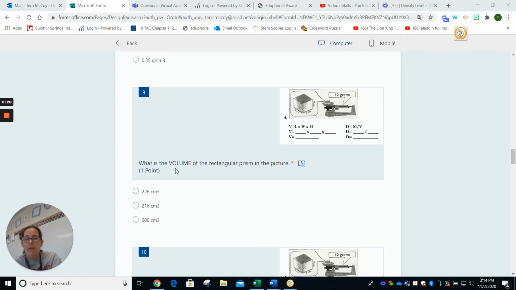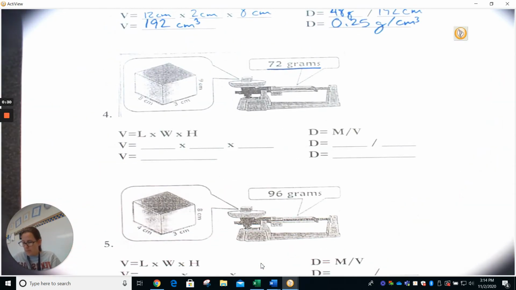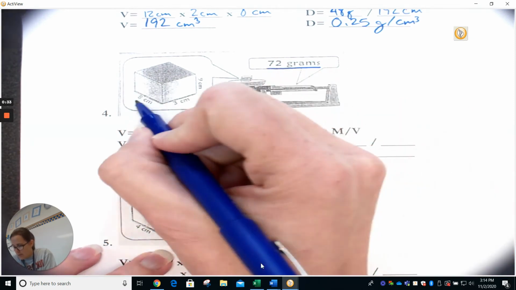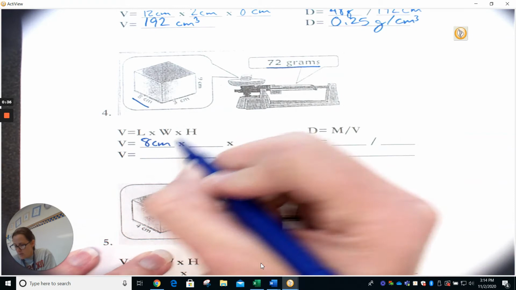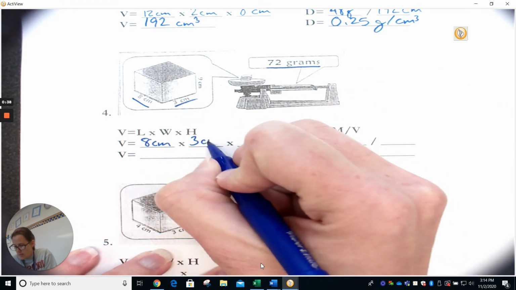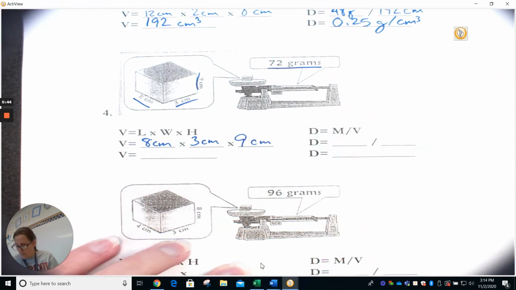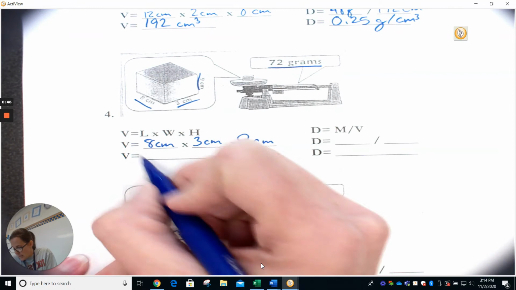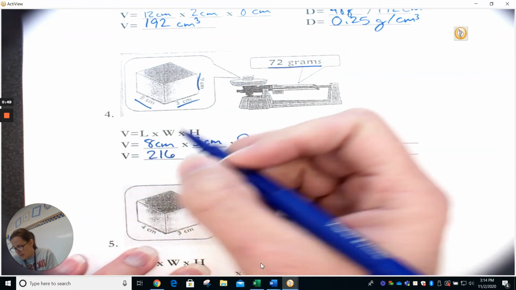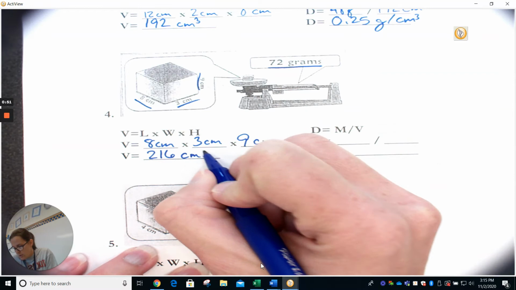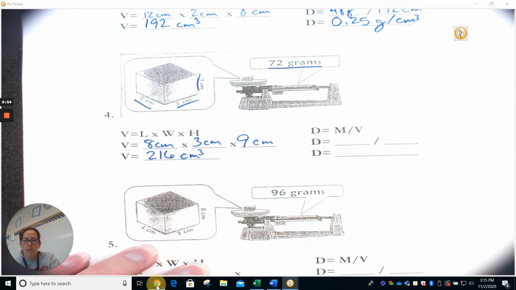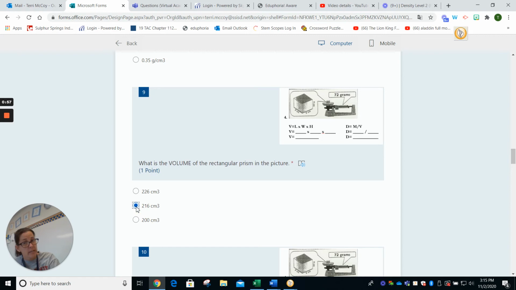So the thing we need to figure out, what is the volume of the rectangular prism in the picture? Let's go over here. Okay, so number 4. Remember, volume is length times width times height. Here's our length, so 8 centimeters. There's our width, 3 centimeters. And here's our height, 9 centimeters. Okay. We plug those in our calculator. We're going to get 216 centimeters cubed. So over here on your form, you're going to click on 216 and you're going to get it right.